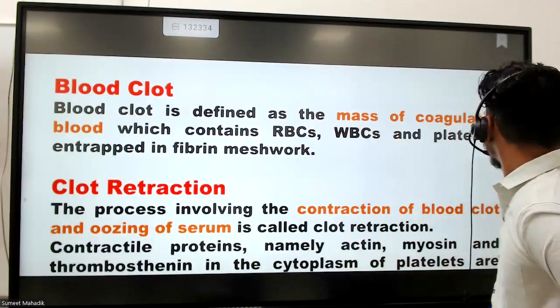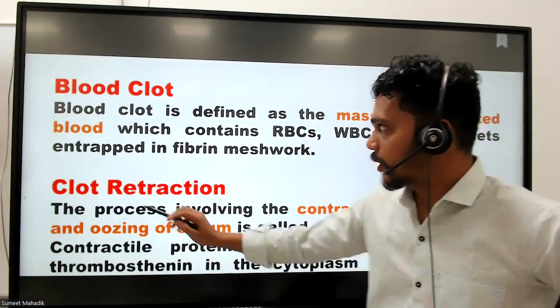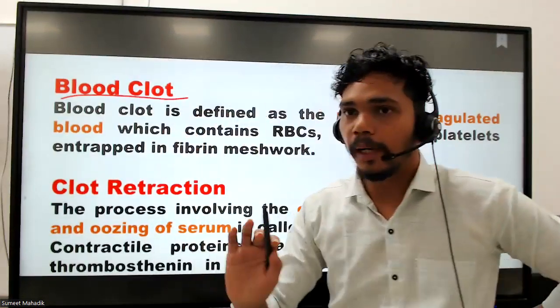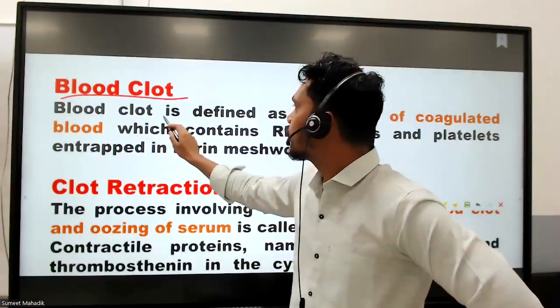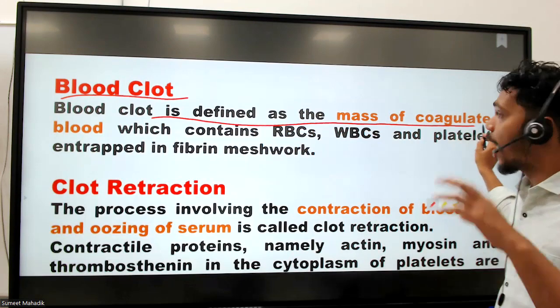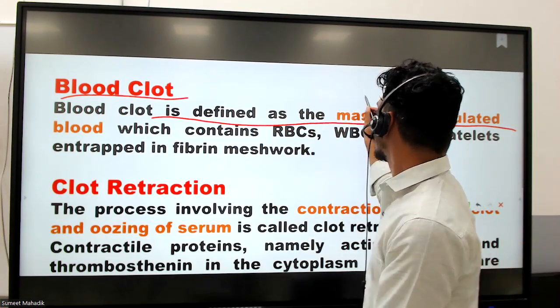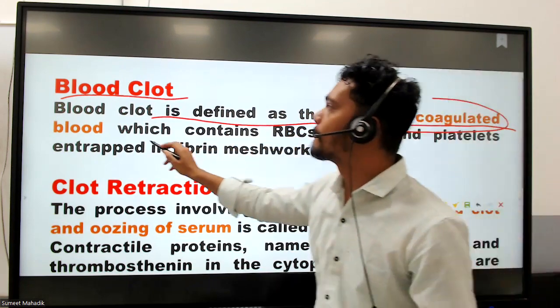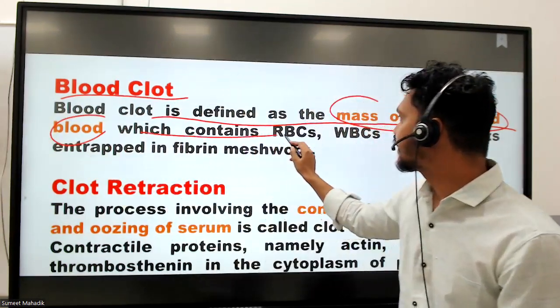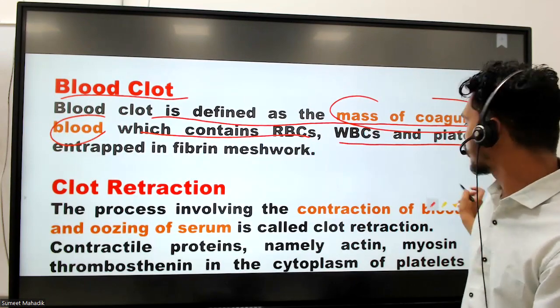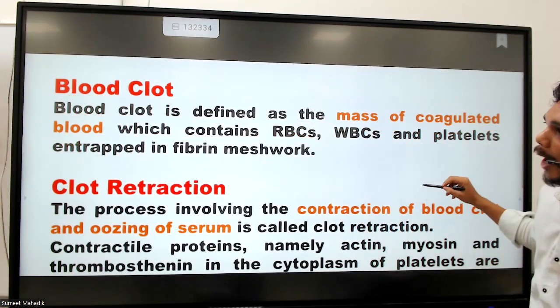Just listen. When you talk about the blood clot, what is a blood clot? Blood clot is defined as a mass of coagulated blood, which contains RBC, WBC, and platelets. So a blood clot is a mass of coagulated blood.